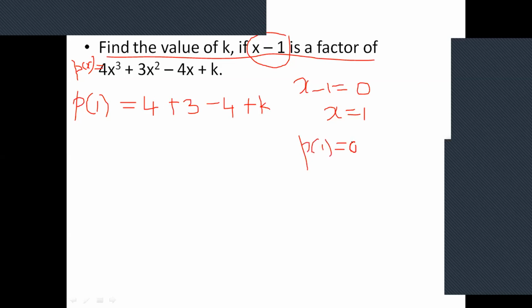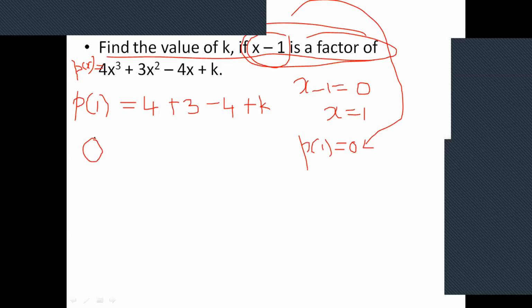From where do you get this? Because of this statement. P of 1 is 0. So substitute here: plus 4 and minus 4 cancel. Take it to this side because it is 0. Here minus 3, you get 3 plus k. So the answer, as most of you have answered, is minus 3. Correct. Good. I hope you have understood clearly.